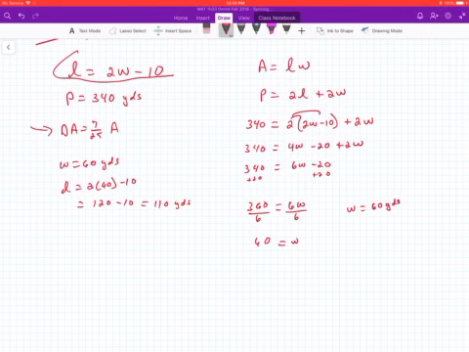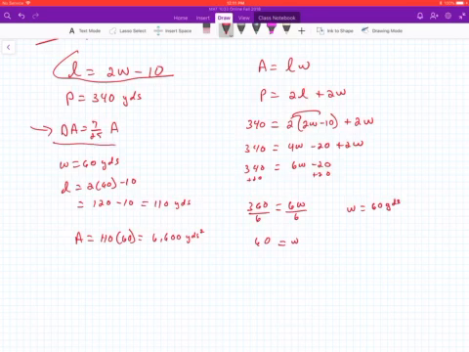Now I'm going to go ahead and find the area. So the area is going to be equal to 110 times 60. All I have to do is multiply those, and I get 6,600 square yards. So the total area for this particular field is 6,600 square yards.